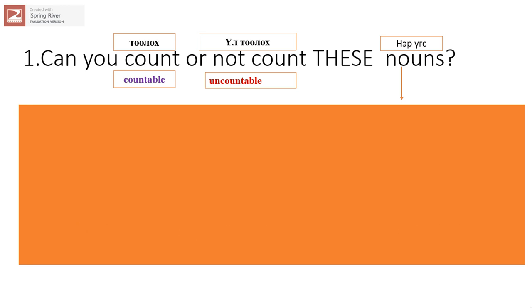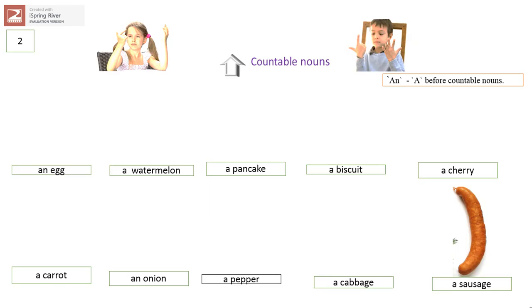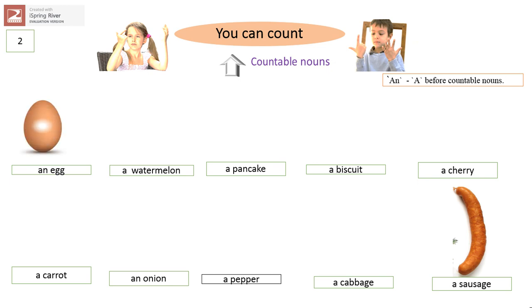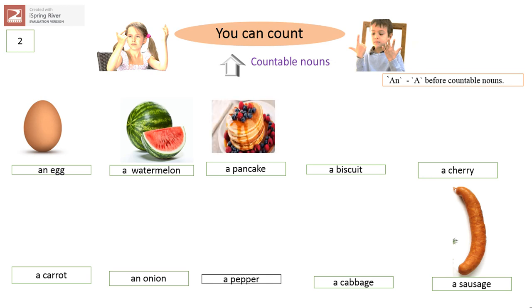Okay, remember, my students? Look at this. You can count your fingers: 1, 2, 3. Example: an egg. Repeat after me. An egg. A watermelon. A pancake.